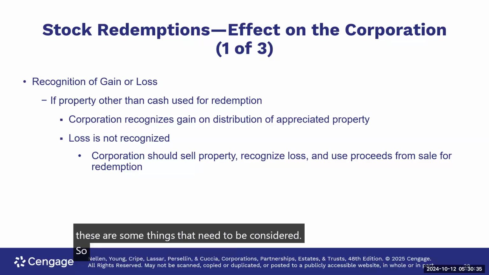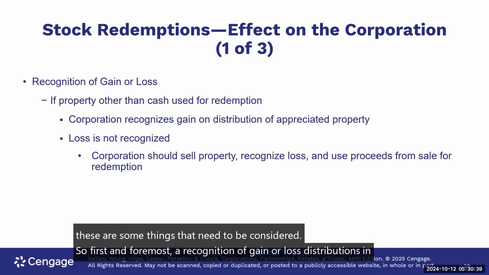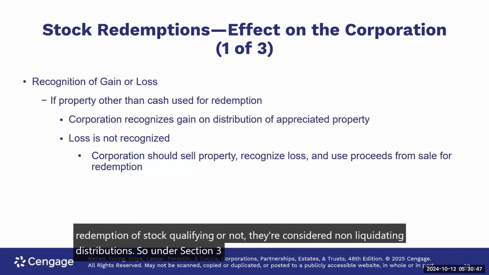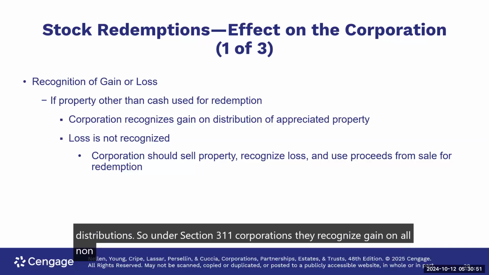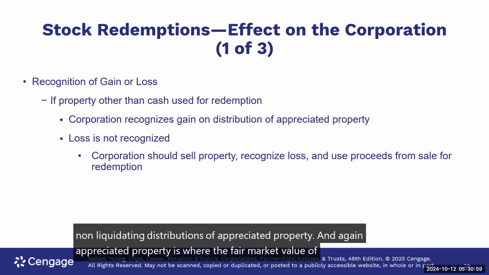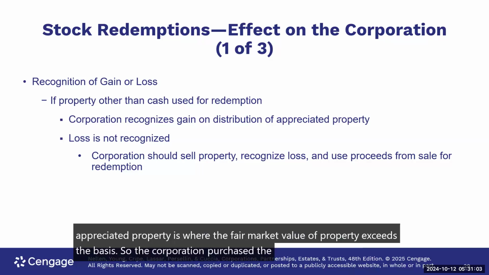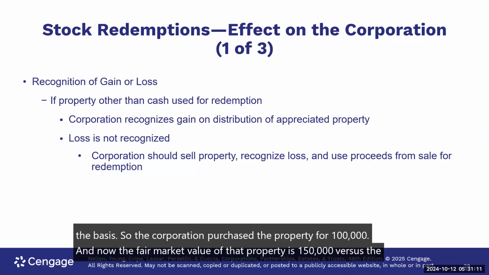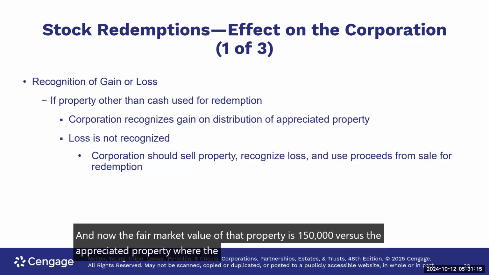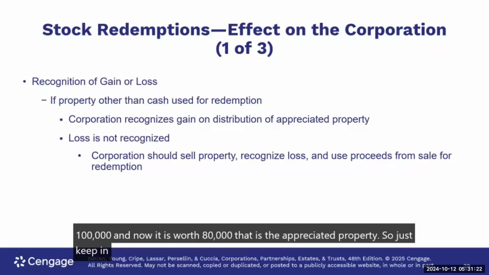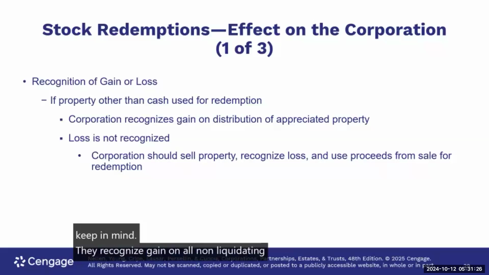So first and foremost, the recognition of gain or loss. Distributions in the redemption of stock, qualifying or not, are considered non-liquidating distributions. So under Section 311, corporations recognize gain on all non-liquidating distributions of appreciated property. And again, appreciated property is where the fair market value of property exceeds the basis. So the corporation purchased the property for $100,000, and now the fair market value of that property is $150,000, versus depreciated property, where the corporation purchased the property for $100,000 and now it is worth $80,000. That is depreciated property. So just keep in mind, they recognize gain on all non-liquidating distributions of appreciated property, as if the property had been sold for its fair market value.